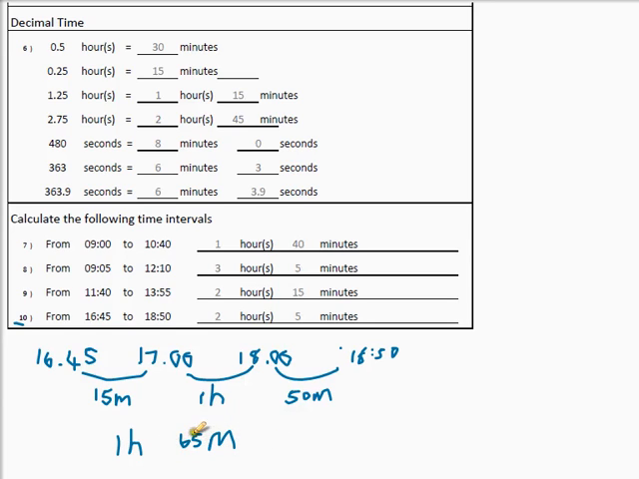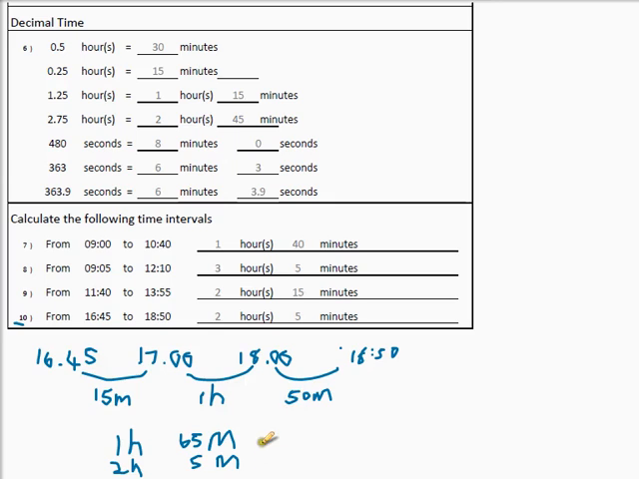So we've got 1 hour and 50 plus 15 is 65 minutes. In other words, we can take a 60 from here and we can make 2 hours because 60 minutes is 1 hour. So if we take off a 60 there, that becomes 2 and we have 5 minutes. So that's how we got the 2 hours and 5 minutes.